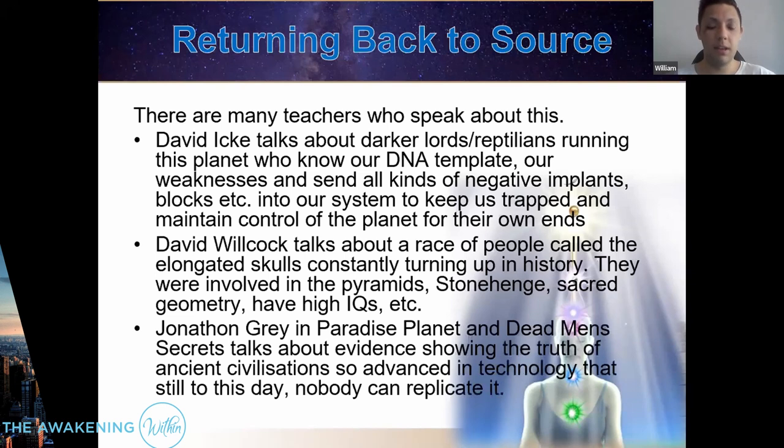And Jonathan Gray in Paradise Planet and Dead Men's Secrets talks about evidence showing the truth of ancient civilizations so advanced in technology that still to this day nobody can replicate it. So in other words, we all have these computers, these phones, these microphones, and we have artificial intelligence and all these different technologies. So it seems like we're the most technologically advanced, but when you actually dig deep into this, you'll find that it wasn't the case, and that the ancient civilizations had technology far more advanced than ours, and it would make ours look like nothing. It's been tried, but it's just never happened.